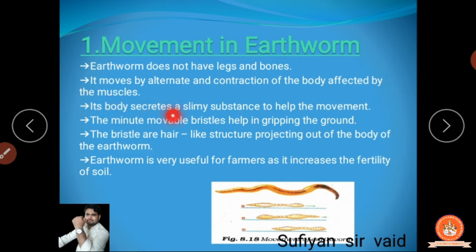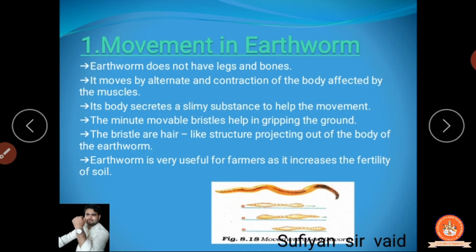Its body secretes a slimy substance to help the movement. Now, if we move our hand on the surface, sometimes it's very hard to move. Clear? Because of the friction, or we can say because of a harder or rough surface. So how does the earthworm cope? This is one of the questions. So the earthworm always secretes a slimy substance, meaning it releases a very smooth substance from its body, so it can move easily.